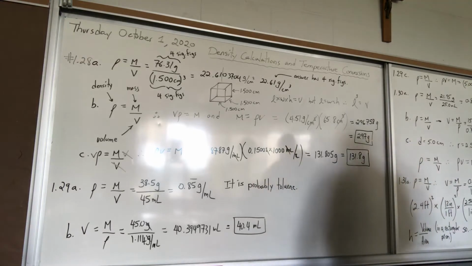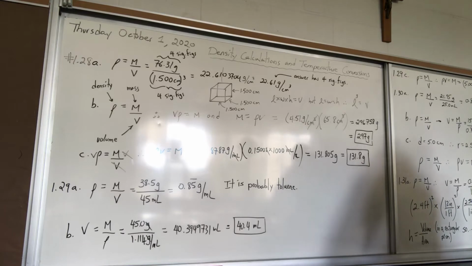129A. To identify a liquid substance, the student determined its density. Using a graduated cylinder, she measured out a 45 milliliter sample of the substance. She then measured the mass of the sample, finding that it weighed 38.5 grams.